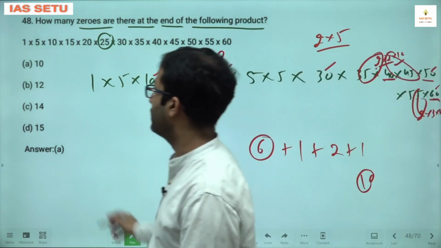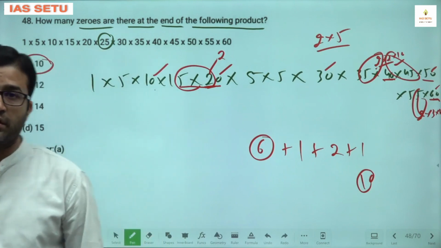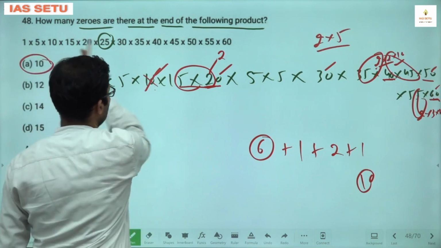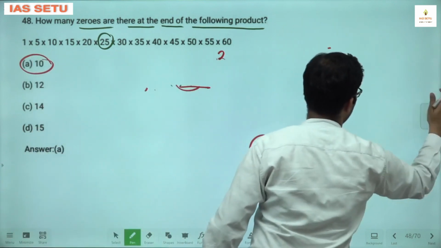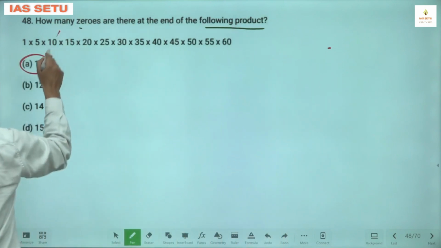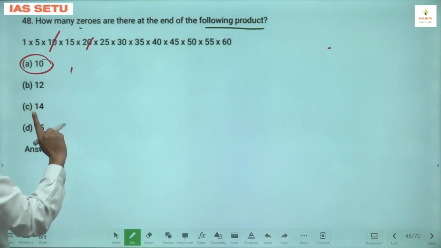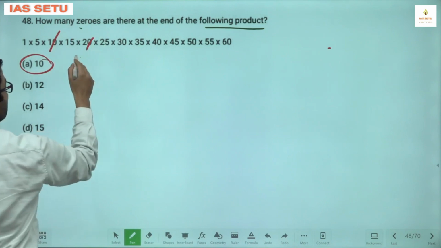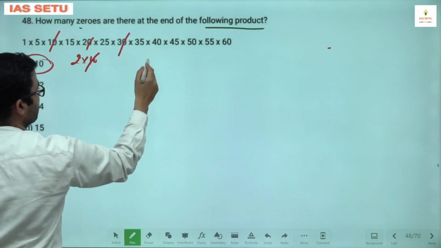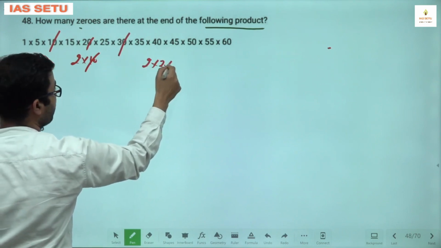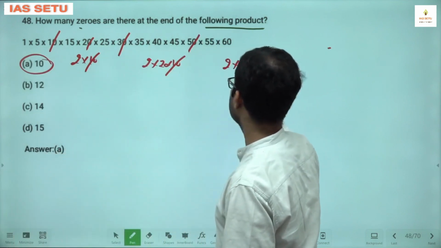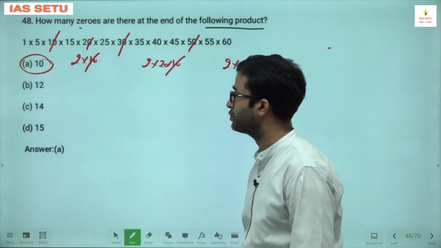So how many zeros are there? 10. 6 are straightforward. I repeat: 1 0, this 0. 2 into 10, so it means 2 into 10. This 0 is used. 3 into 10, this 0 is used. 4 into 10, 2 into 2 into 10, this 0 is used. 50, this 0 is used. 60, 2 into 3 into 10. So this 10 is used, 0 is used.